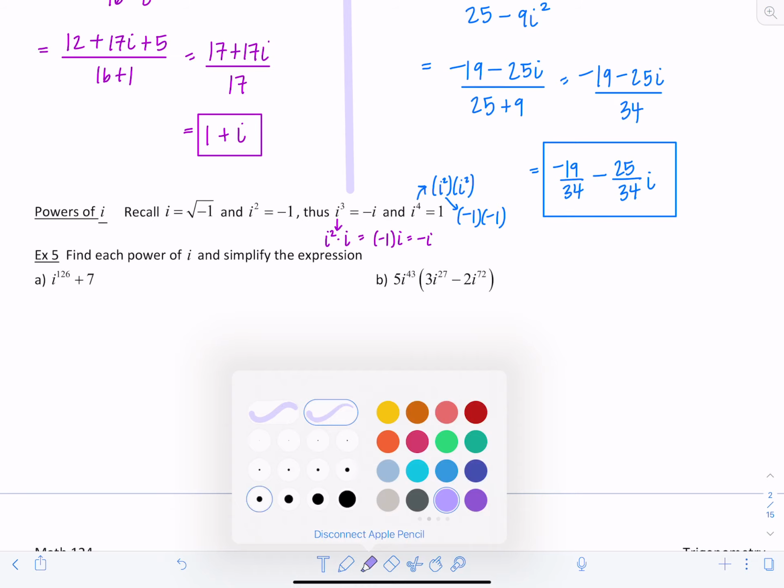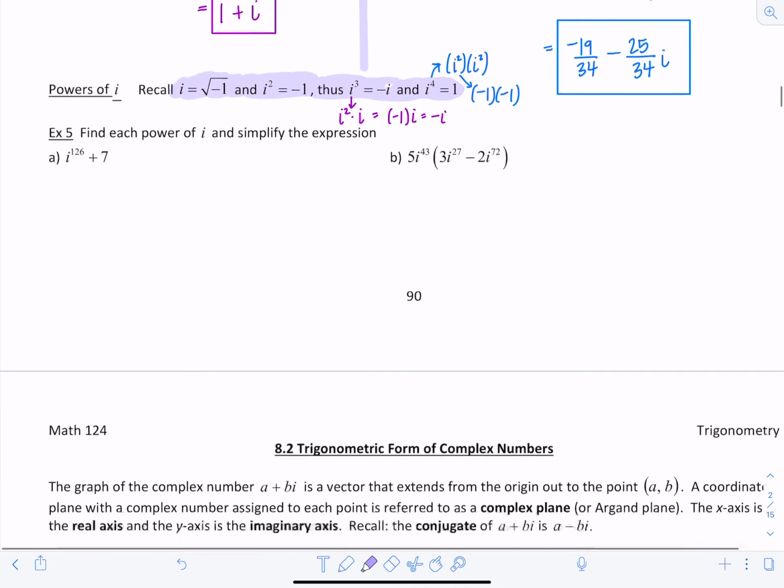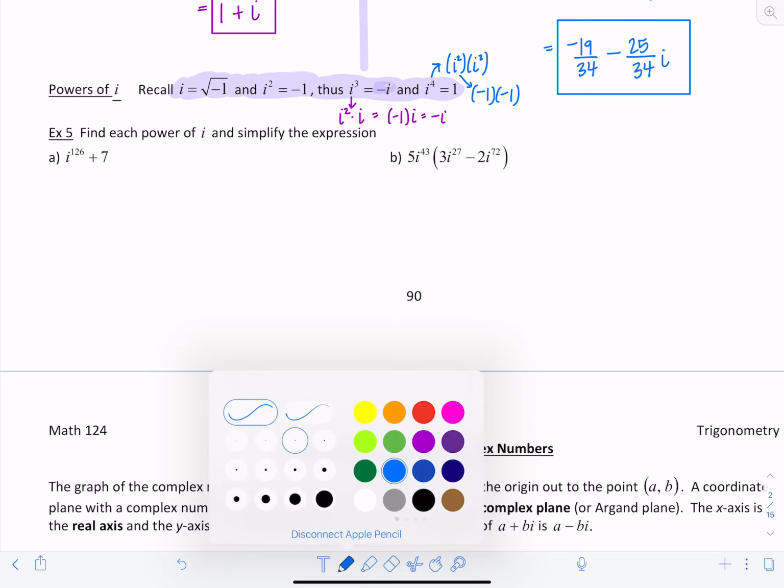So you need to memorize these first four powers of i. And then the cool thing is they repeat. So what do I mean by that? Well, i to the fifth is going to be the same as i to the first. i to the sixth is going to be the same as i squared. i to the seventh is the same as i cubed, like that. So it repeats. The cycle is length 4. So here we have to simplify a higher power of i, i to the 126th. So the question is, does i to the 126th power match up with i to the first, i to the second, i cubed, or i to the fourth? Well, how do we figure this out?